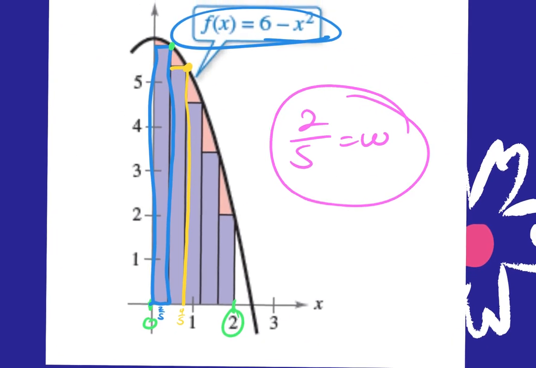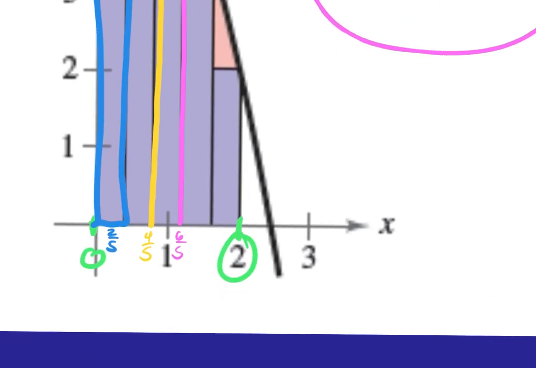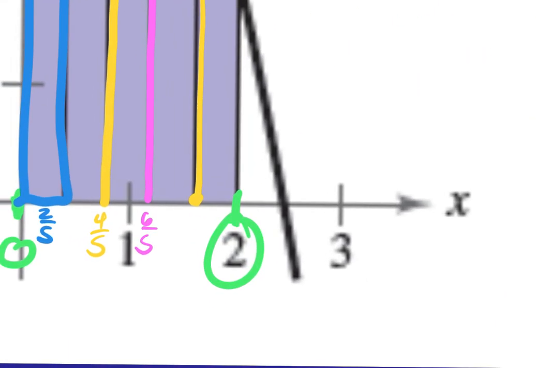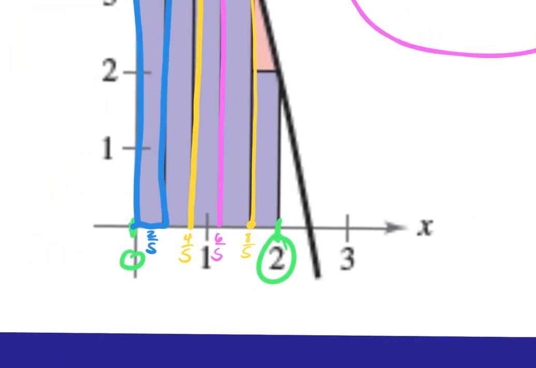And then I'm going to go over, again, another 2/5. So this would be 6/5. And then I'm going to go over again, another 2/5, and it's going to be 8/5. And then the last one would be 10/5, which is 2, okay?